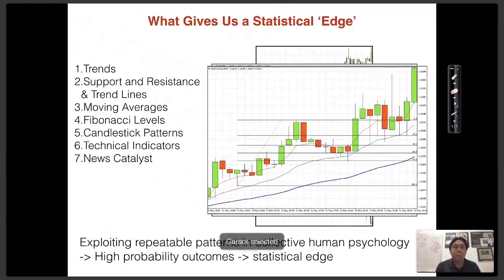Generally, these phenomena allow us to exploit repeatable patterns in collective human psychology. These are patterns that repeat again and again: uptrends, downtrends, support, resistance. As long as we identify these patterns in collective human psychology and trade them consistently, it gives us an edge in the markets. Great, so those are the fundamentals.